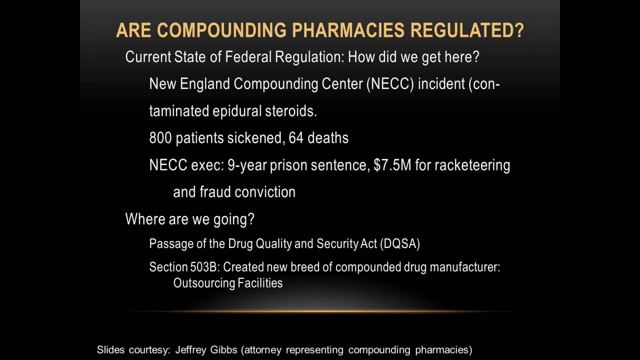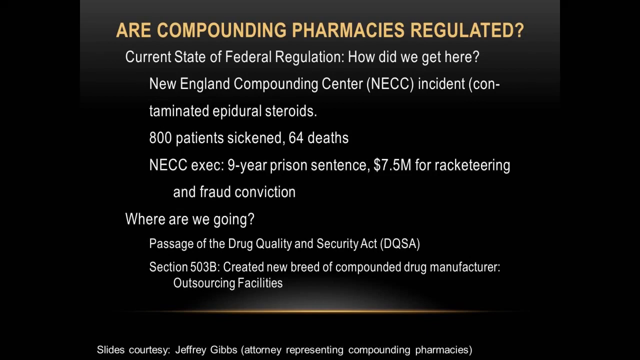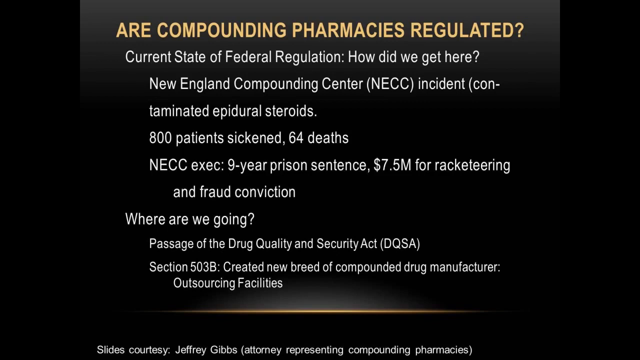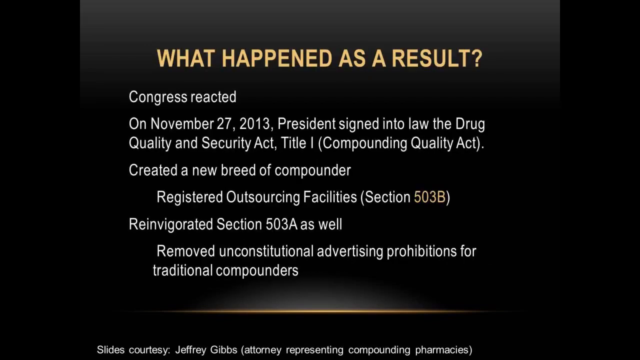So where are we going? Well, I'll talk a little bit about the passage of the Drug Quality and Security Act. This was in direct response by the FDA and Congress to these problems with compounders. They created a Section 503B, and I'll talk at some length about this, which is a new breed of compounding drug manufacturer called Outsourcing Facilities. Many of the following slides were taken from Jeffrey Gibbs, who is an attorney who has for a very long time represented compounding pharmacies. So this fellow doesn't have an axe to grind against compounders. Most compounders, if you talk to them, want regulations so that the industry is as fair as it possibly can be. So what happened as a result?